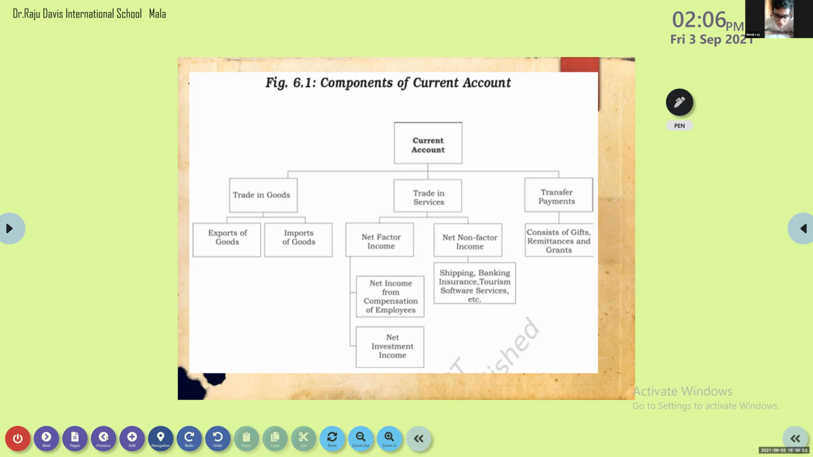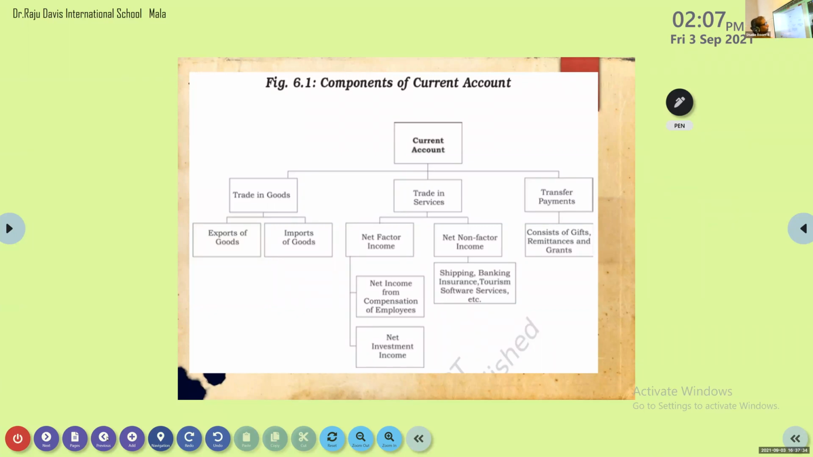Merchandise. It is also known by another name. What is that? Visible. Visible items or visible goods. Okay. Then after merchandise, in merchandise, what all things are coming? Factor income from abroad. Wait. Income from abroad and income to abroad, that is different.